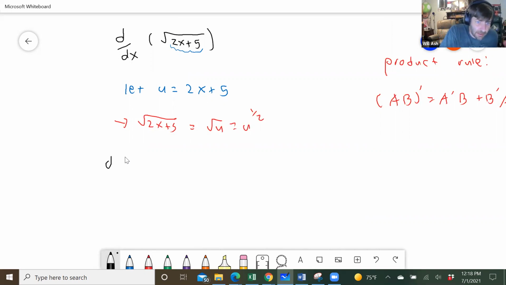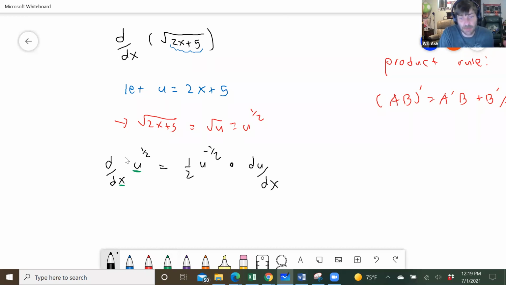If I'm taking the derivative with respect to x of u to the 1/2, well, these variables do not agree, right? Like they do here. So what I'm going to do is write 1/2 u to the minus 1/2, the derivative of this whole thing. Then I do times du dx. And I do that because my variables don't agree. This is the chain rule.